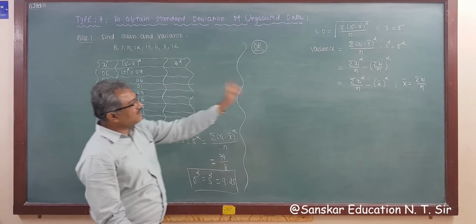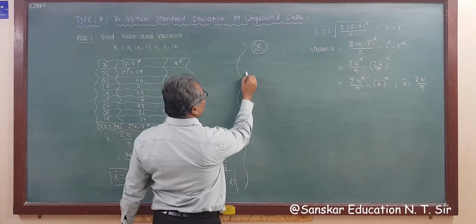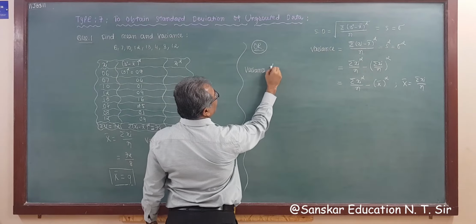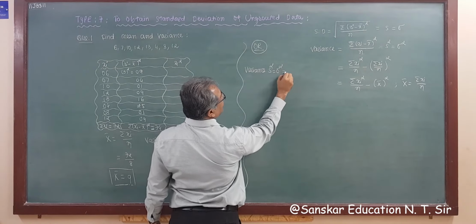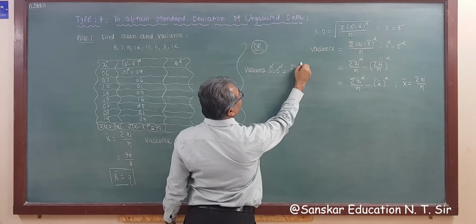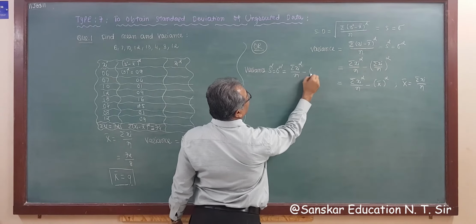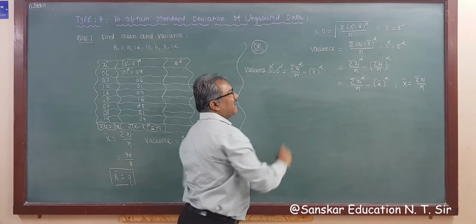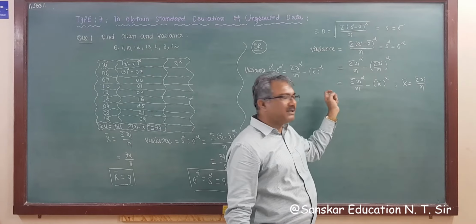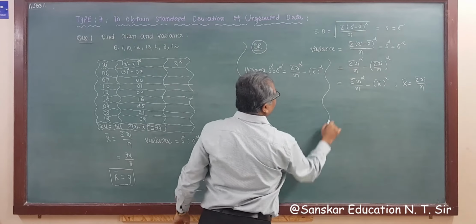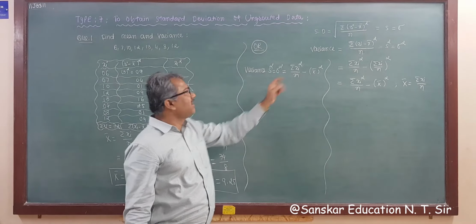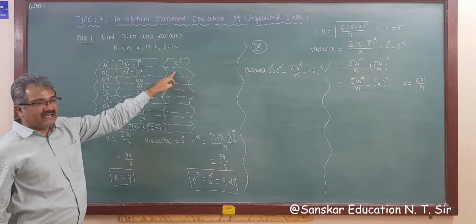So the formula for variance, s square or sigma square, is this formula: sigma xi square upon n minus x bar whole square. I am not writing sigma xi upon n because this is your mean, so I am writing mean here, x bar. So x bar whole square, right? For this you require xi square. So this is xi and this is xi square.